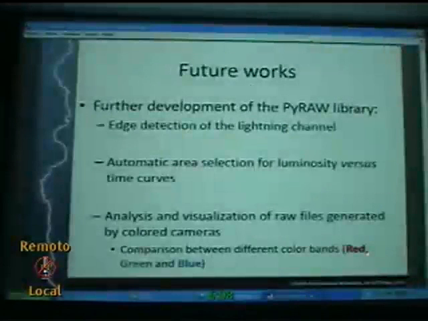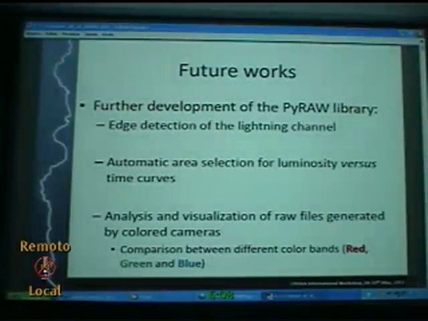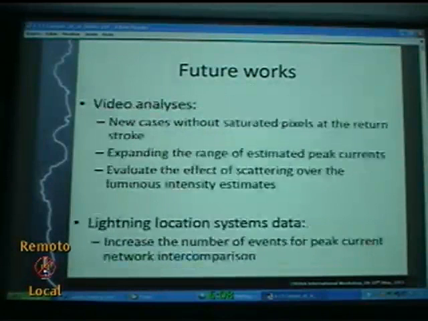And we can also compare the different color bands, red, green, blue, and see if they are different, and if they are, how different, what are the main differences. And for the video analysis, we would like to look at other cases with no saturated pixels at the return stroke, preferably from the Chuva campaign, so we can have more than one lightning location system to look at, especially in terms of expanding the range of estimated peak currents. We were always working with relatively low values, and we want to see what's the effect of light scattering over those estimates.